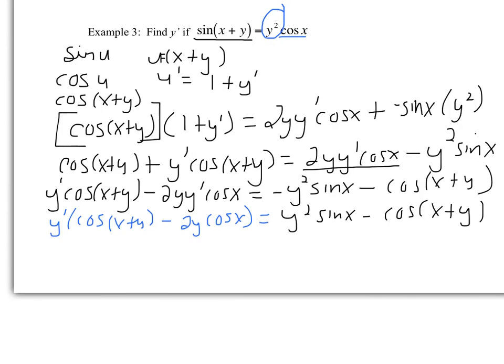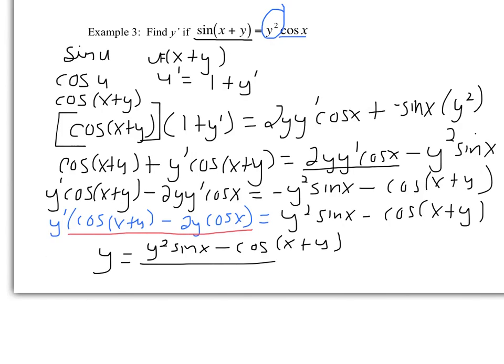All right, so our final step is to divide by this thing right here to get y prime all by itself. So our y prime is going to equal y squared sine x minus cosine of the quantity x plus y, all over cosine of the quantity x plus y minus 2y cosine x. And we're done.